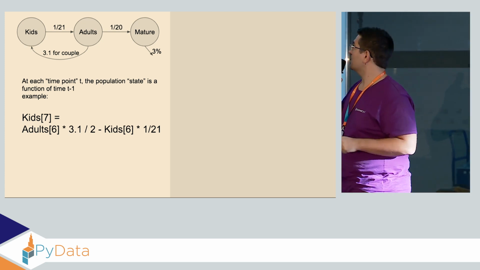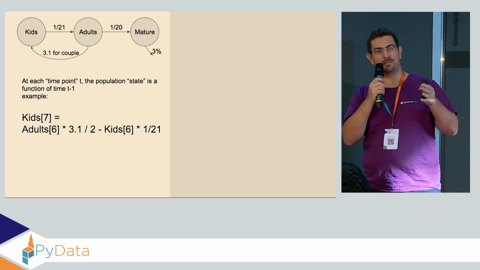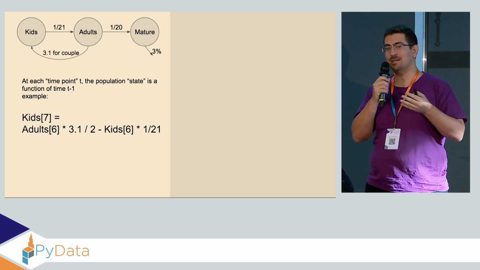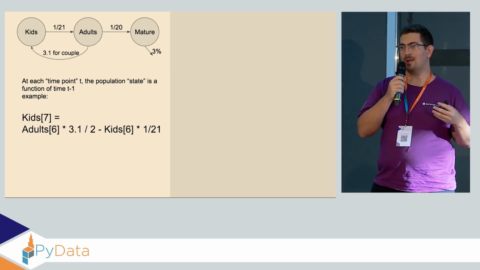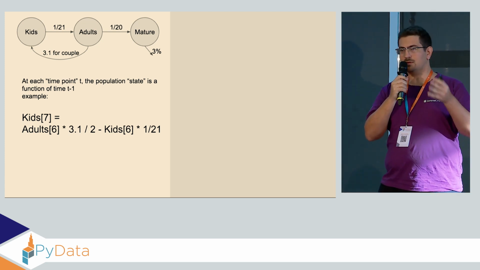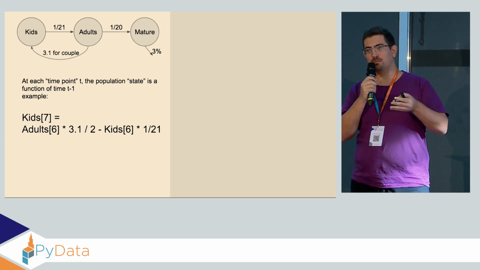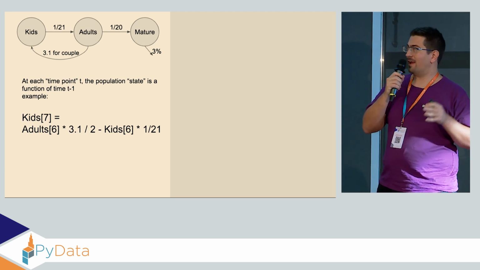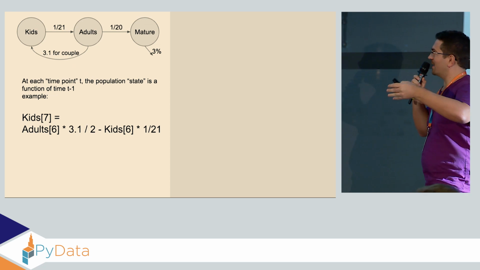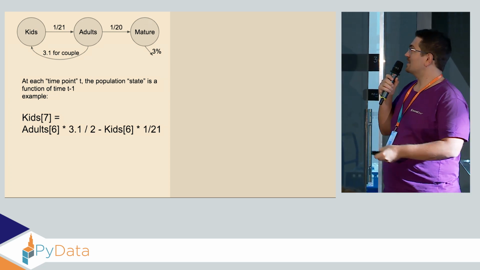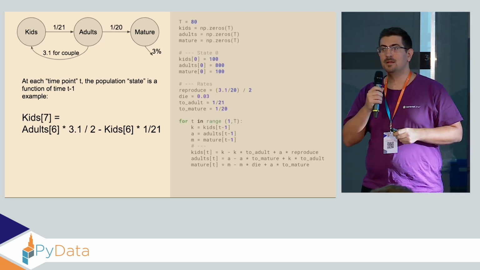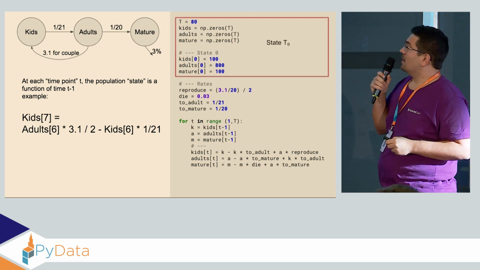You look at the system over time, and you can say, let's say a time point is 1 year, that the kids at time point 7 depend on how many adults you have in the population, times the average kids per person. But don't forget that some of them age, so they get into the adult group. So you can say that the kids at time 7 are a function of adults and kids at time 6. And basically, you need to start with state 0.